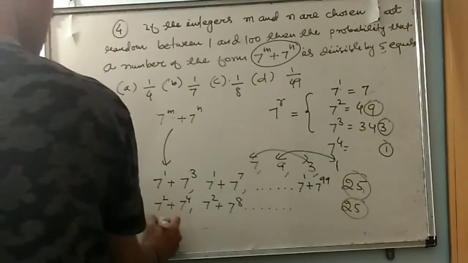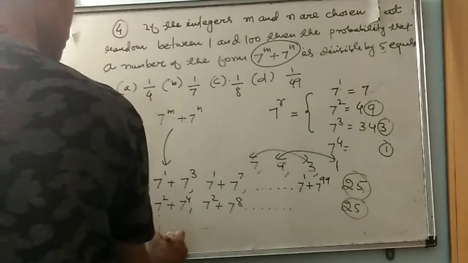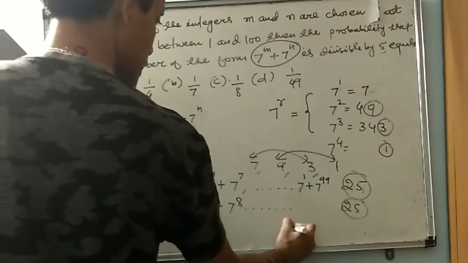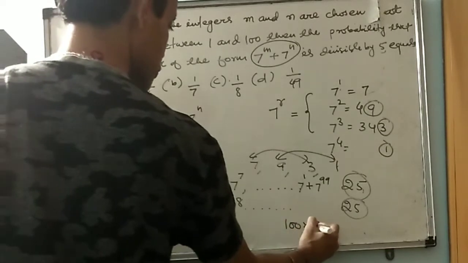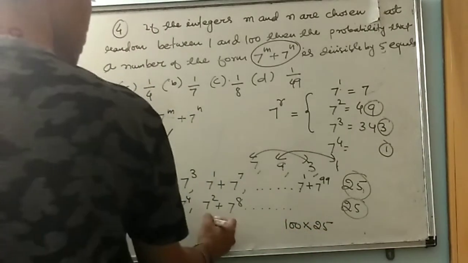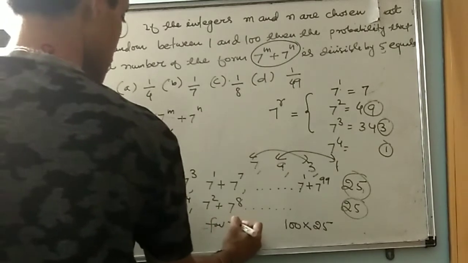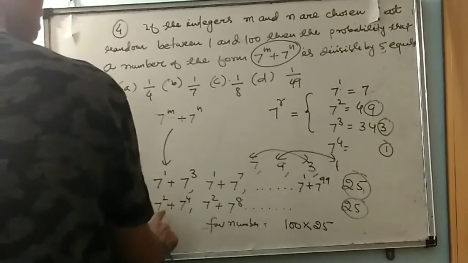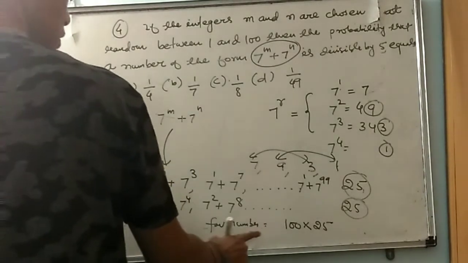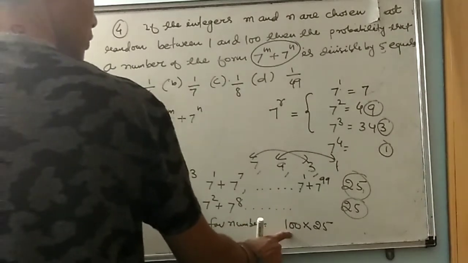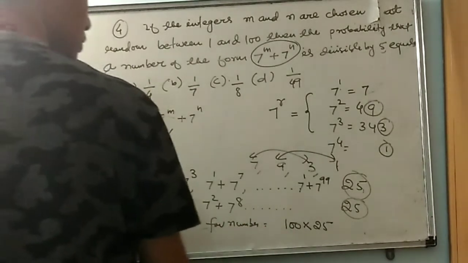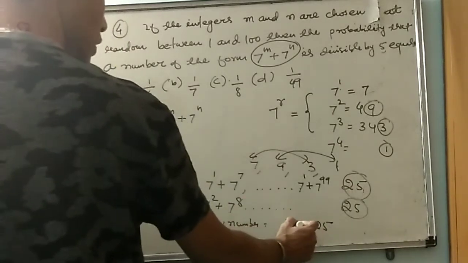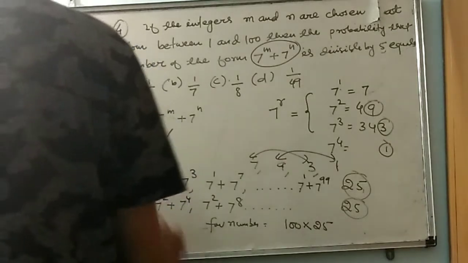So this way, if we generalize, we are going to have 100 into 25 as favorable numbers. Started with 7 raised to 1, then it will be 7 raised to 2, 7 raised to 3, like that. We can have 100 such cases and they will be added, so 100 into 25, that is favorable number.